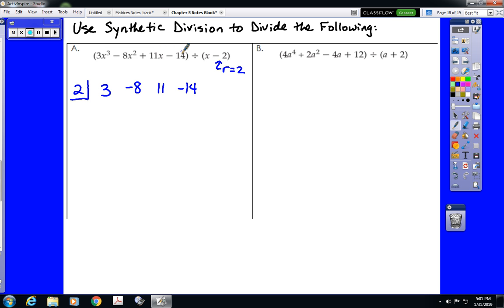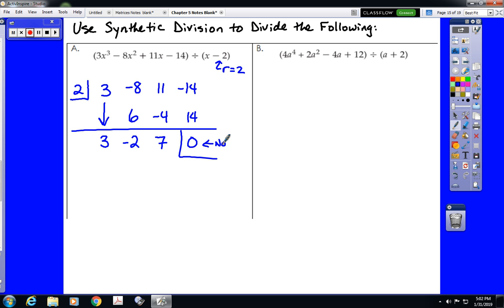We're not missing any terms, so we don't need to deal with that wrinkle yet. Leave one line of space, draw a line. Bring that first number down, which is 3. 2 times 3 is 6. Add down is negative 2. 2 times negative 2 is negative 4. Add down is 7. 2 times 7 is 14. Add down is 0. So this indicates again that there is no remainder.